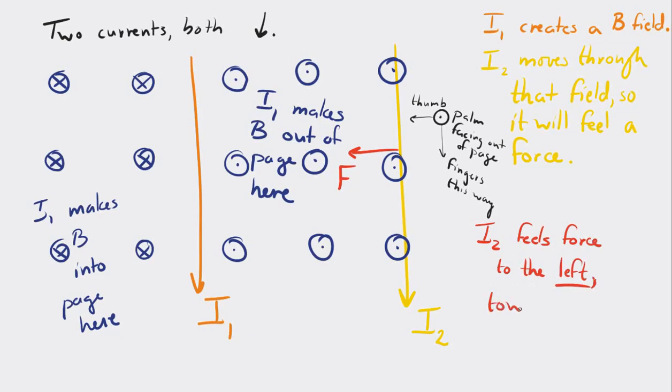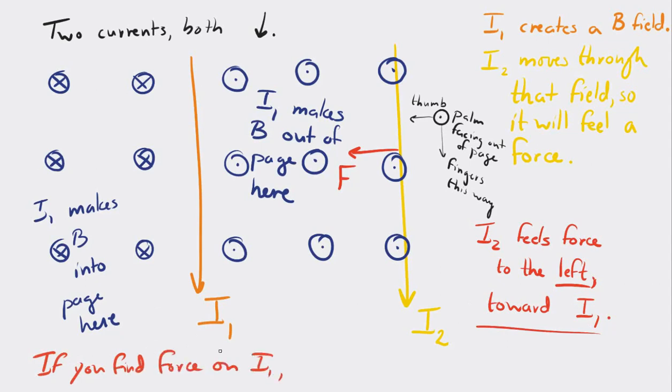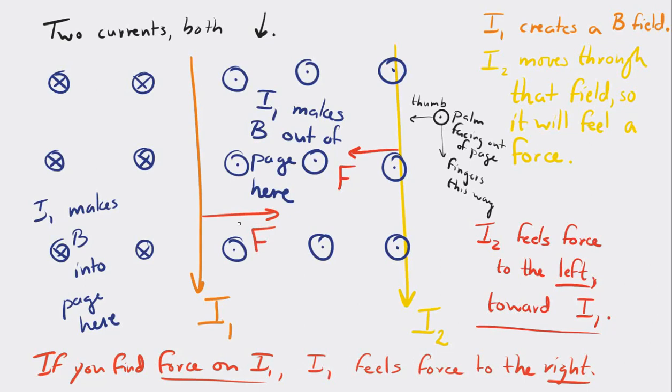That answers the question, but let's take it a step further. If you did the same argument, if you found the magnetic field created by I2 and then figured out the force that's acting on I1, you would find that I1 would feel a force to the right. In other words, these two currents that are both traveling parallel to each other will be attracted to each other because of the magnetic force.